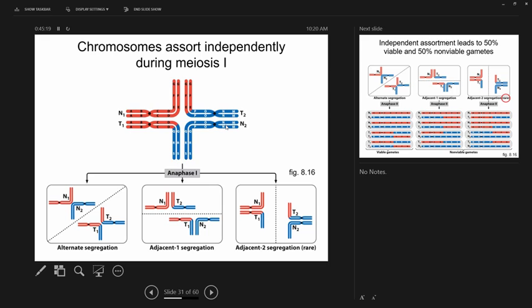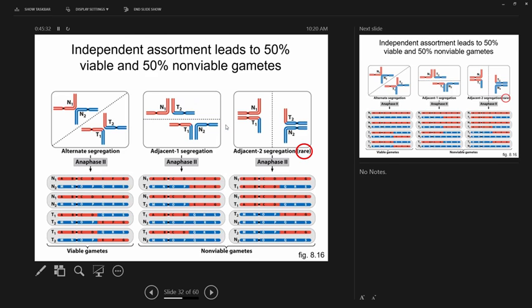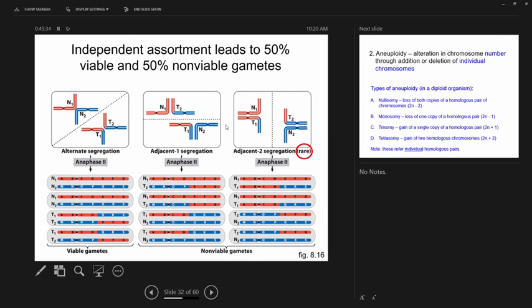So alternate because you're getting the corners, they're on opposite sides of the cross structure, and adjacent because they're going this way and that way. We're going to come back to that one. In alternate segregation, all the gametes are viable. Think about it. What do you need? You need one copy of each gene.